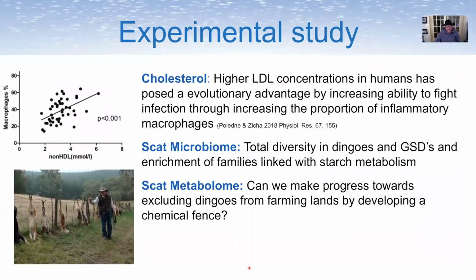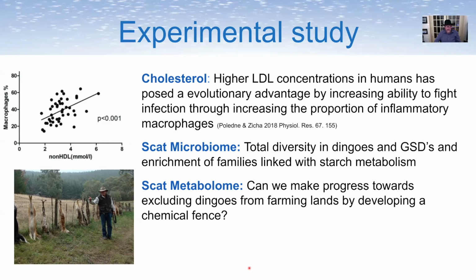So 3 things that I wanted to illustrate from that study. I want to talk a little bit about cholesterol, because high LDL concentrations in humans has posed an evolutionary advantage by increasing the ability to fight infection through increasing the proportion of inflammatory macrophages. So the prediction was that dingoes would have higher cholesterol and higher LDL, and that would therefore give them an increased ability to fight infections in nature rather than domestic dogs, which have a more sanitized environment.